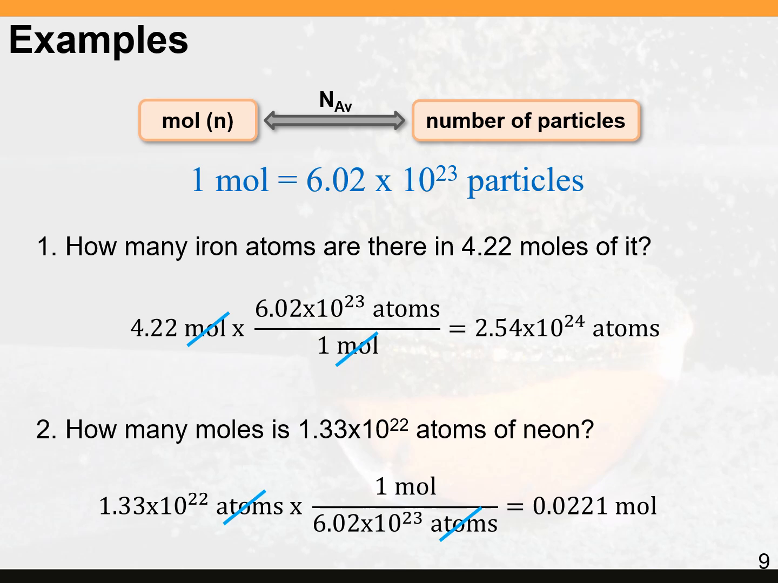Let's see 2 examples. To calculate the number of atoms, starting with the number of moles, placing the unit mole in the denominator and atoms in the numerator ensures that the conversion factor is correctly set up. After the values are placed, the mole units will cancel and the answer is calculated. In the opposite conversion, calculation of the number of moles starts with the number of atoms. Placing the unit atoms in the denominator and mole in the numerator ensures that the conversion factor is correctly set up to cancel the starting unit.